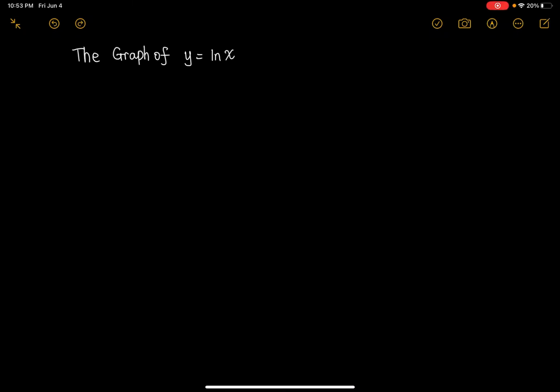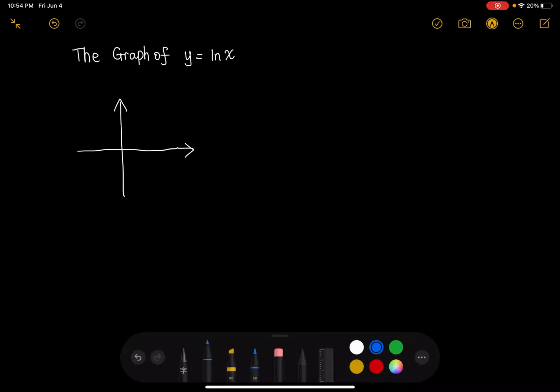The graph of y equals ln of x. To understand it, we need to recall Calculus 1 knowledge. If you're using your graphing calculator, you see the domain of ln of x is from 0 to infinity. And the graph will look like this.